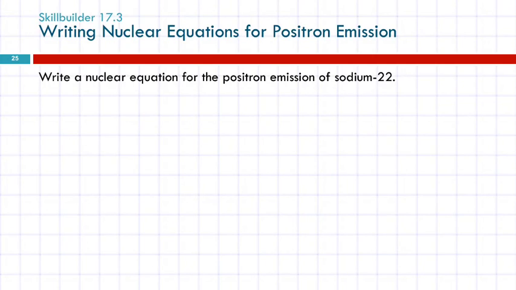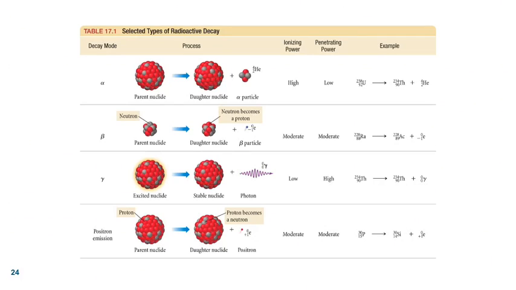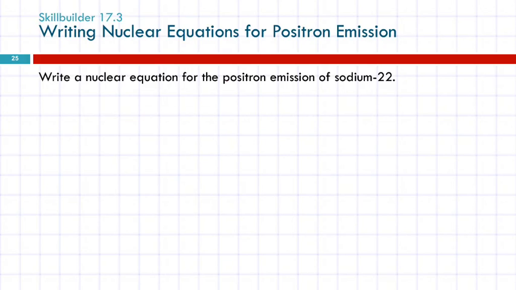Question? In positron emission, if a proton turns into a neutron, how come the mass number doesn't change? Because the proton became a neutron, and both of those are included in the mass number. So if you have one less proton and one more neutron, the mass number is the same. Okay, I got it. So write a nuclear equation for the positron emission of sodium-22.